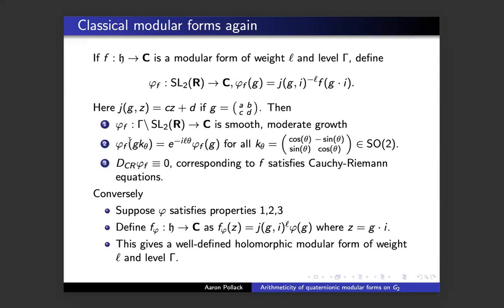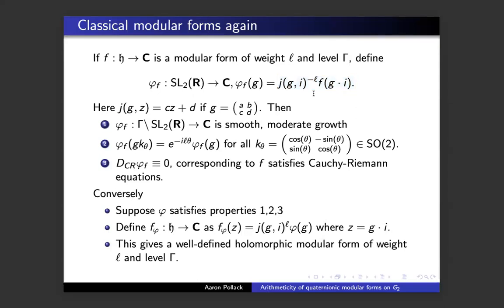If I let j denote the usual factor of automorphy, j of g, z is cz plus d, if g is (a b; c d), then out of my holomorphic modular form f, I can obtain a function phi sub f on SL2(R) valued in the complex numbers via phi sub f of g: I let g act on i in the upper half plane, I put the quantity g acting on i into f, and then I twist by this factor of automorphy, j of g, i to the minus l, where l again was the weight.